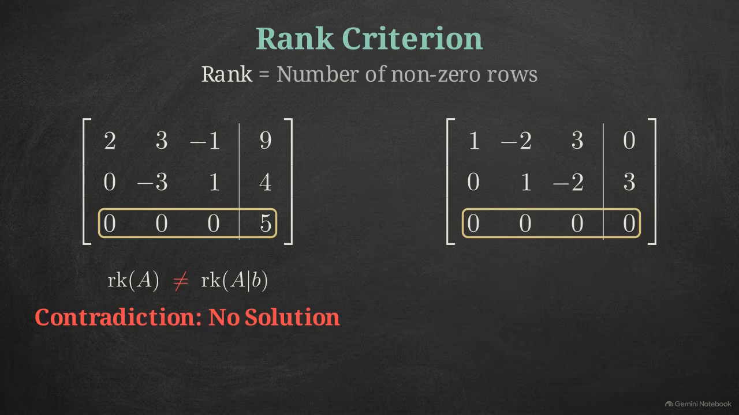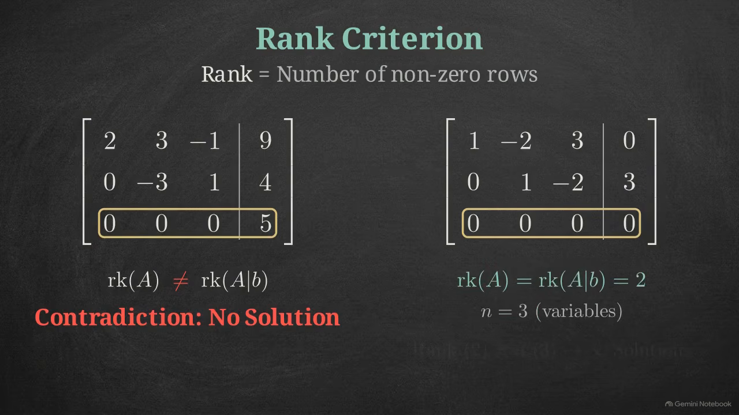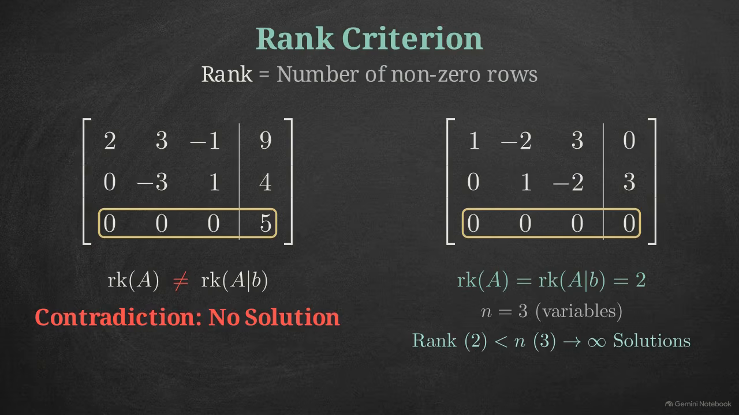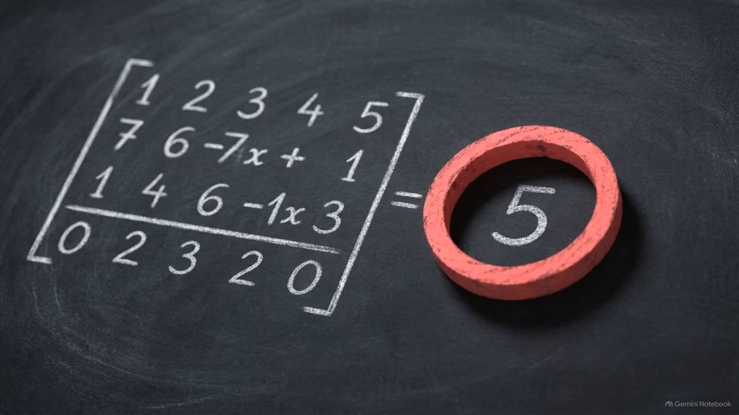The entire bottom row is 0. Both the coefficient matrix and the augmented matrix have a rank of 2. The ranks match. But since the rank is less than our 3 variables, we have a system with an infinite number of solutions. Gaussian elimination reveals the matrix rank. This single number tells you exactly how many solutions are possible before you calculate a single variable.